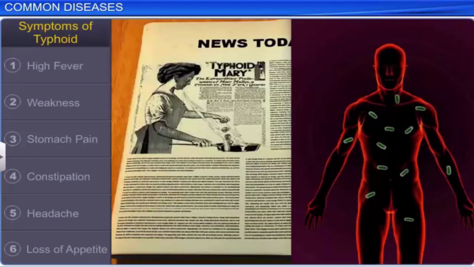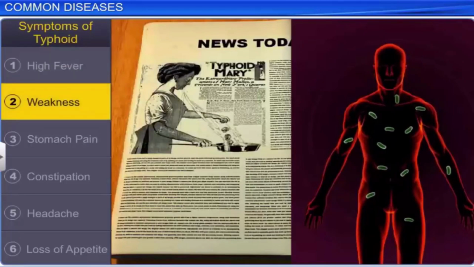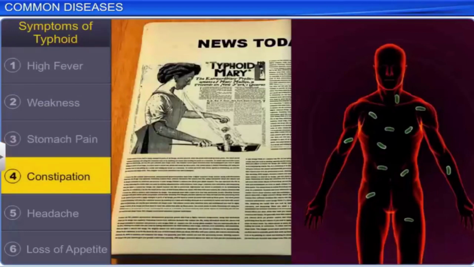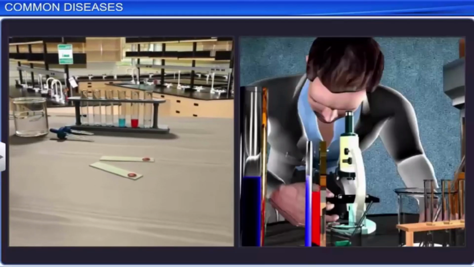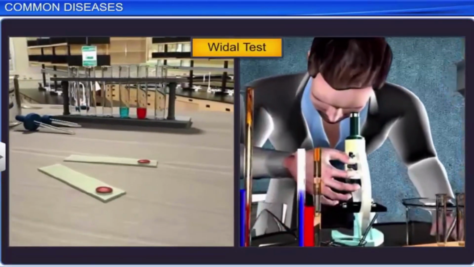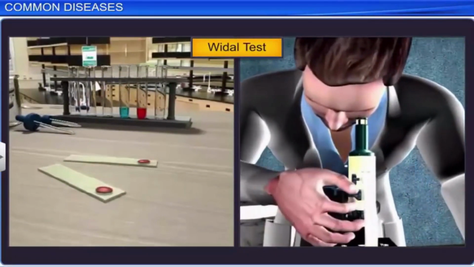She did not display any common symptoms of typhoid like high fever, weakness, stomach pain, constipation, headache, and loss of appetite. Typhoid fever can be confirmed by a Whittle test. In extreme cases, typhoid can cause intestinal perforation and death.